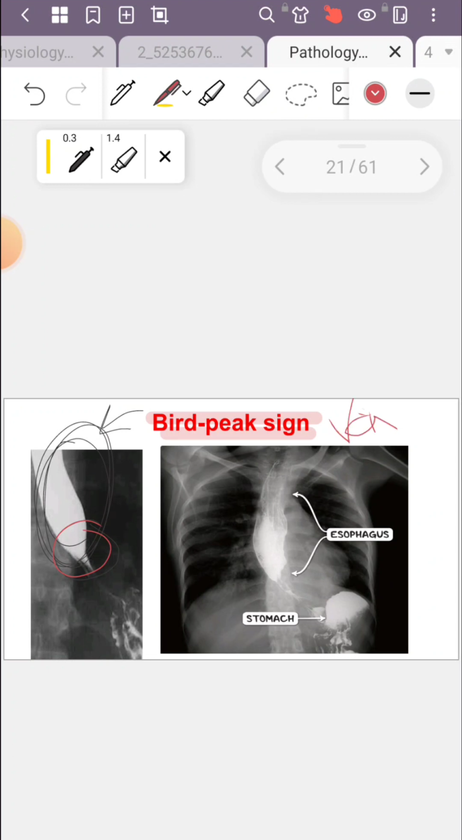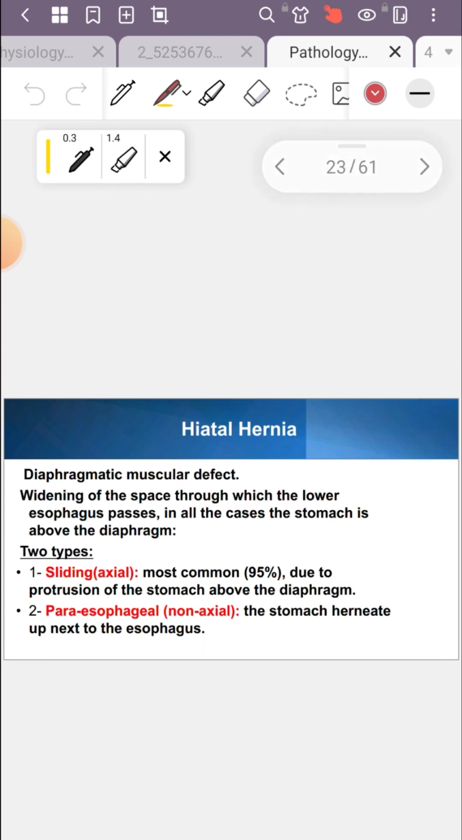Another defect, congenital or acquired, is called hiatal hernia. Hiatal hernia. Here the lesion is not in the esophagus.